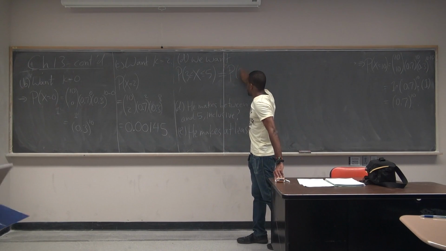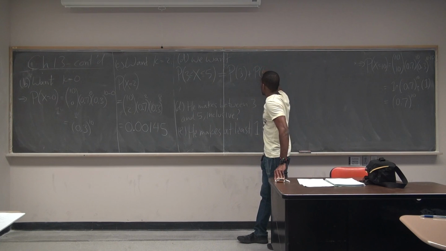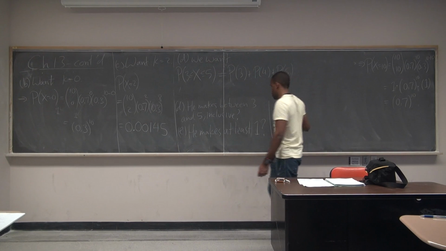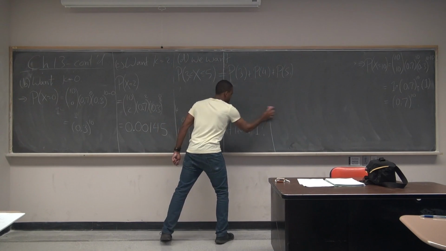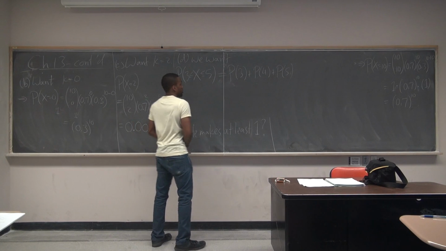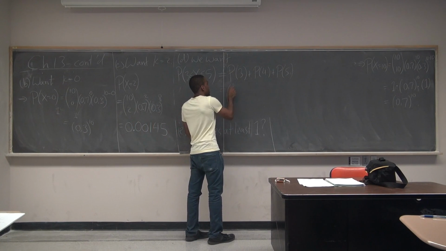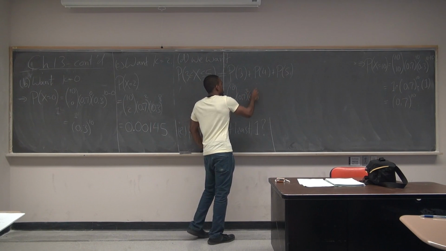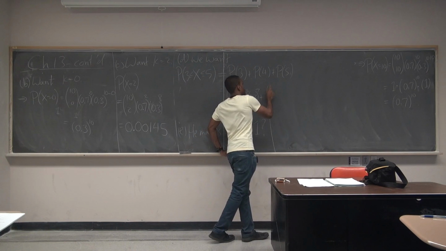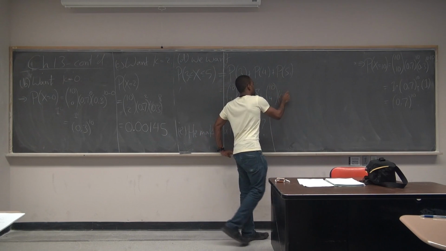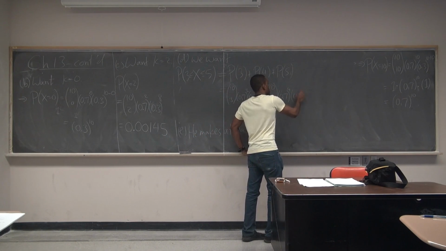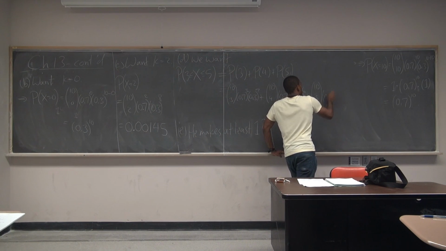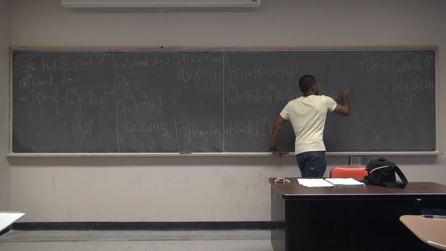So what I'm really looking at is P of 3 plus P of 4 plus P of 5. And I'm pretty much going to repeat that formula 3 times. So for the first one, this is going to be 10 choose 3, 0.7 to the 3, 0.3 to the 7, plus 10 choose 4, 0.7 to the 4, 0.3 to the 6, plus 10 choose 5, 0.7 to the 5, 0.3 to the 5.